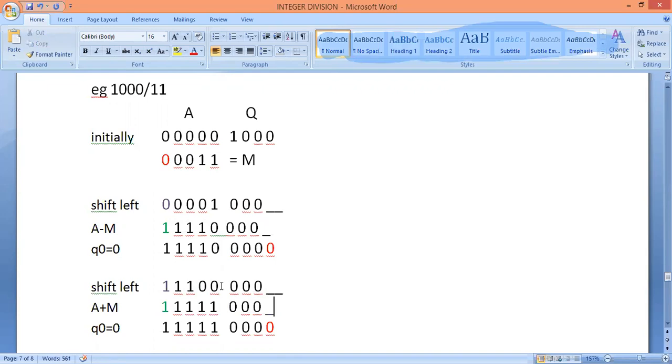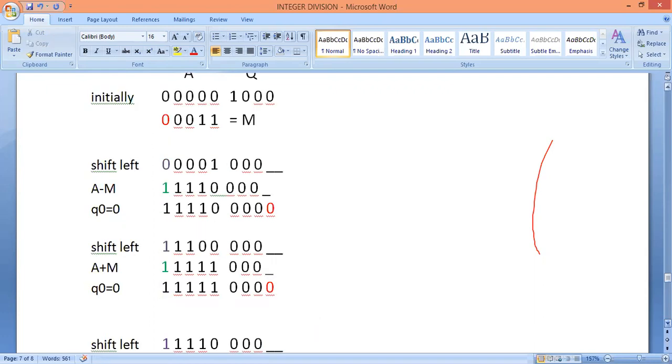So what is A? A was 1 1 1 0 0. You add M to it, that is 0 0 0 1 1. The answer that we are getting is 1 1 1 1 1. Clear? Now next, again check the MSB. MSB is what? 1. If MSB is 1, then you have to put Q0 as 0. Is it clear? So we have completed the second step.